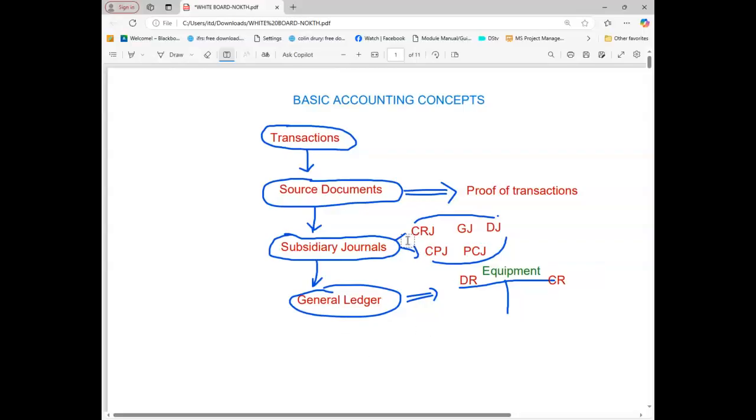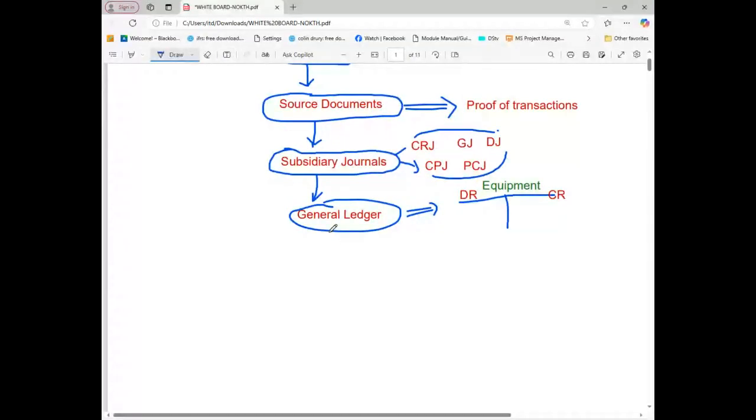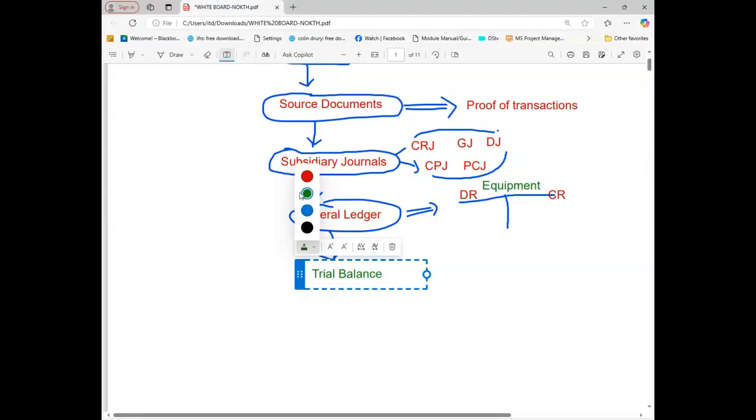Okay? So after the general ledger, you have to transfer or open something called a trial balance. Maybe you've heard about it before. And a trial balance is where you transfer all your ledger accounts.